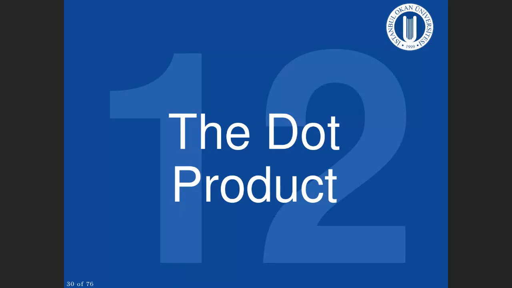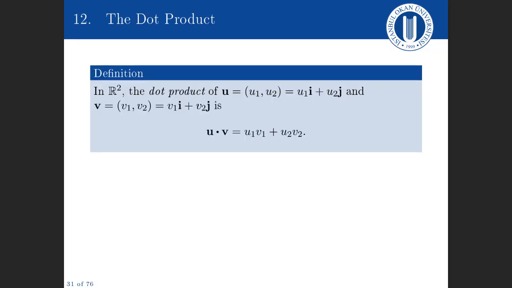Our second chapter for today's lesson is about dot product. This is a way to combine two vectors together to get a number. And we're going to be doing the dot product in both R2 and in R3, in two-dimensional space and in three-dimensional space. First of all, in two-dimensional space, the dot product of u and v is given by the formula u1 v1 plus u2 v2.